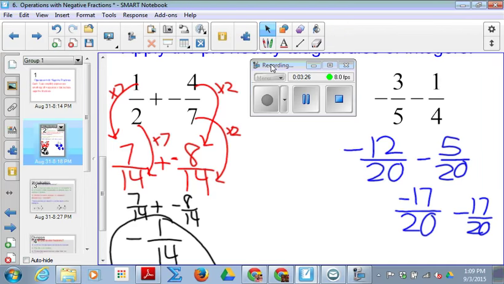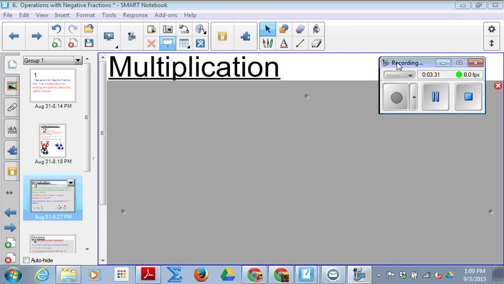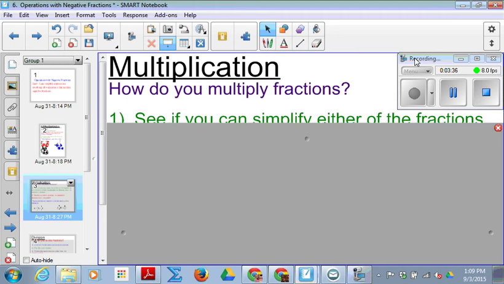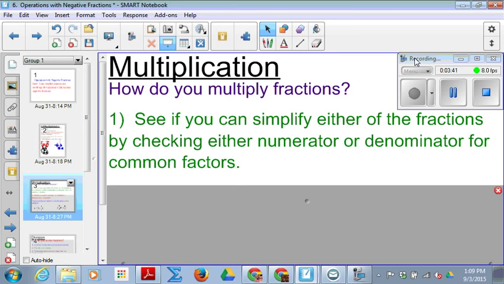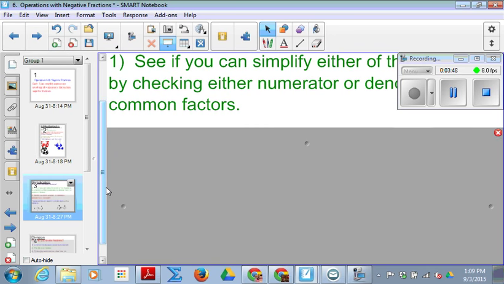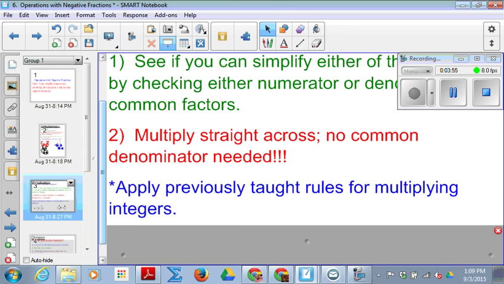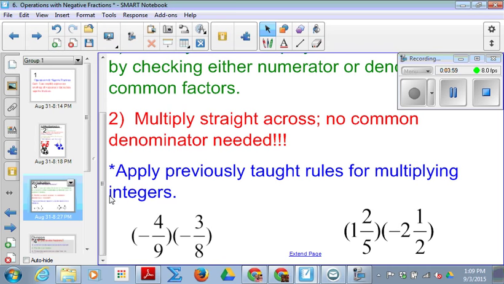Moving on to multiplication. I still hold that multiplication is the easiest operation to do with integers and fractions. So to multiply fractions, remember we look for simplification. We can simplify either fraction by checking either numerator or denominator for common factors. Then multiply straight across, which is nice because we don't need any common denominators. And that's it. So we apply our negative rules to multiplication.